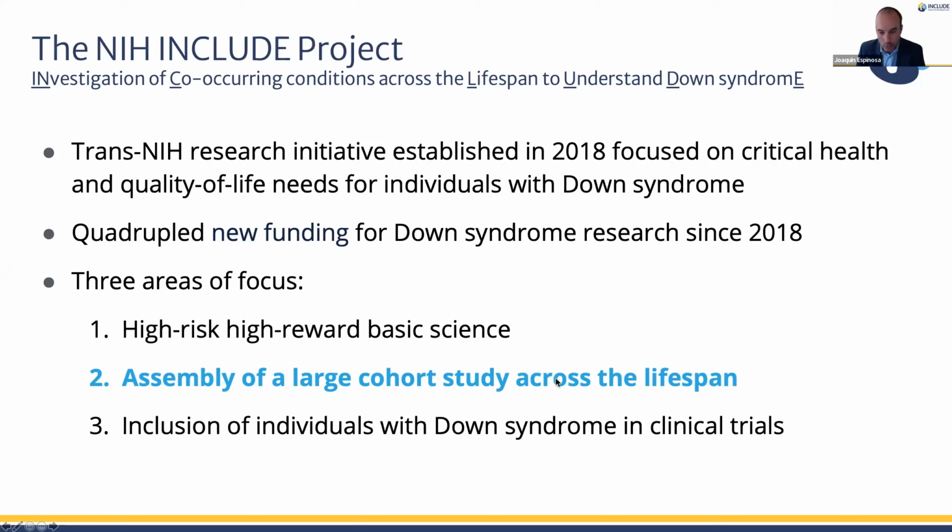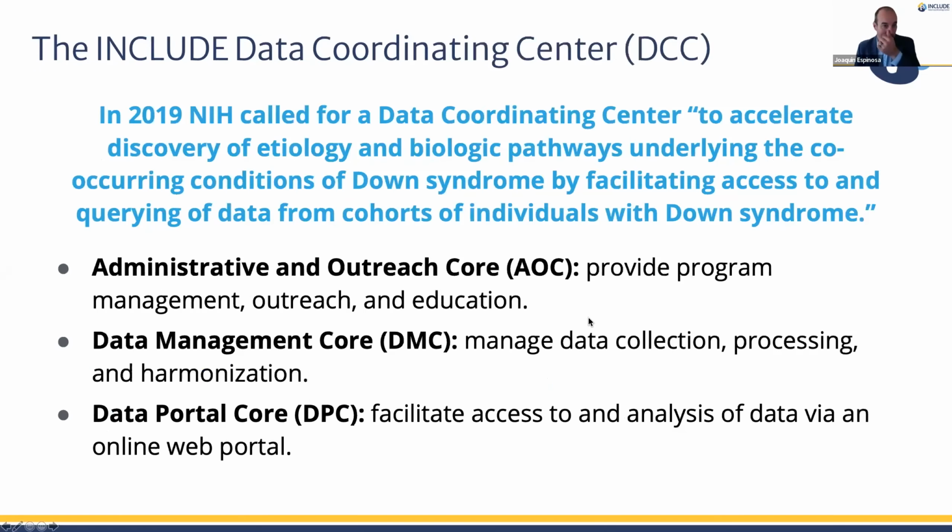And component 2 is relevant for today. Component 2 calls for assembly of a large cohort study of people with Down syndrome across the lifespan. As part of component 2 activity, very early on in the Include program, NIH identified the need to create a data coordinating center to accelerate discovery of etiology and pathways underlying the co-occurring conditions of Down syndrome by facilitating access to and query of data from cohort studies of people with Down syndrome.